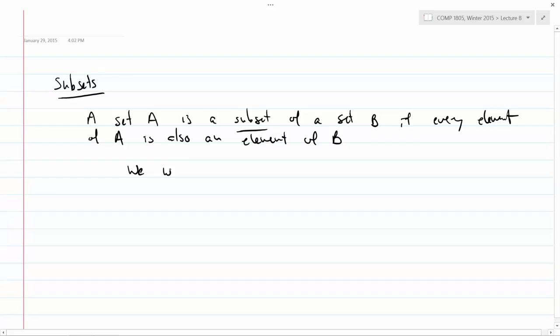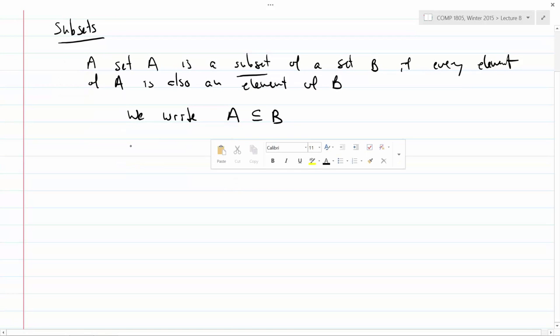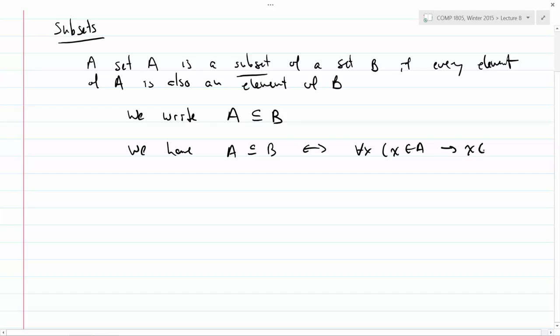The way we write that is A subset of B. That's the notation we use. Another way you can say this is that A is a subset of B if and only if for all x, x in A implies that x in B. This is another example that shows us that sets and logic are very intertwined, right? They're very close together. So A is a subset of B if and only if whenever x is in A, x is also in B. That's what it means to be a subset.